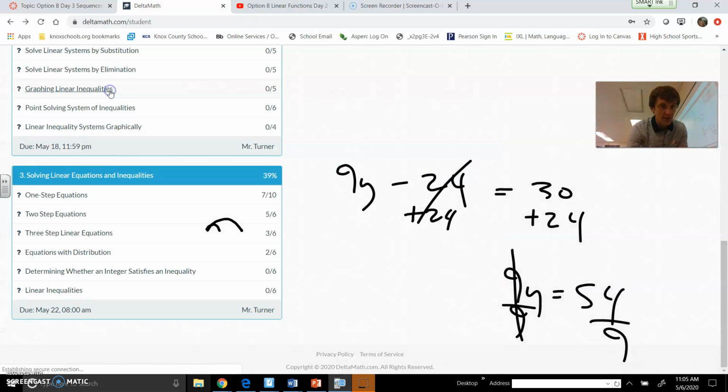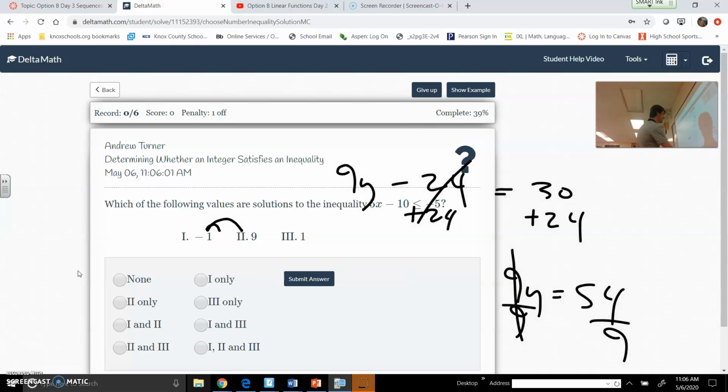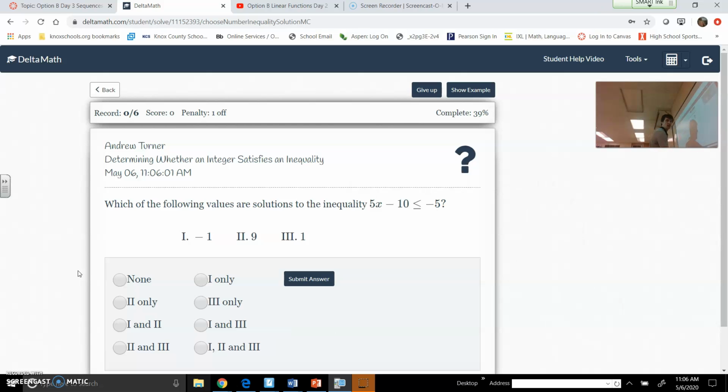Okay, so let's back up and look at some inequality problems to wrap this video up a little bit. We've got plenty of time. It says, which of the following values are solutions to the inequality? Would it be -1, would it be 9, or would it be +1? So let's solve this inequality.